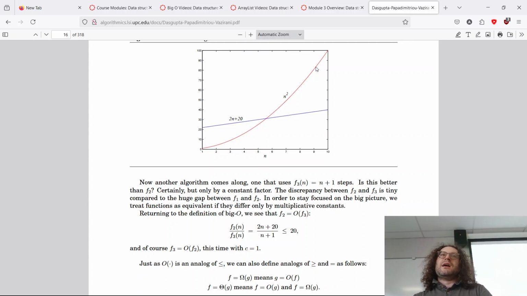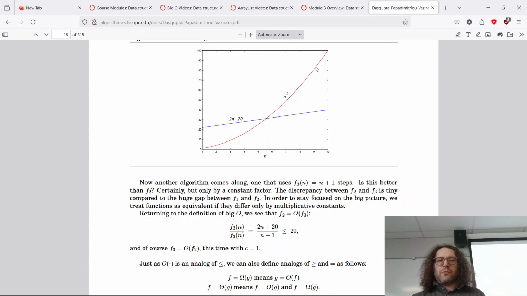Okay. And if I go up by a factor of 10, my workload goes up by a factor of 100. So that's quite disadvantageous.